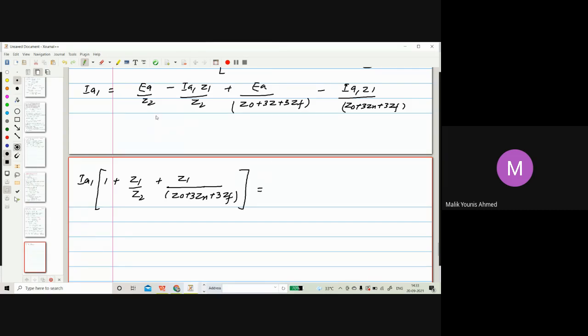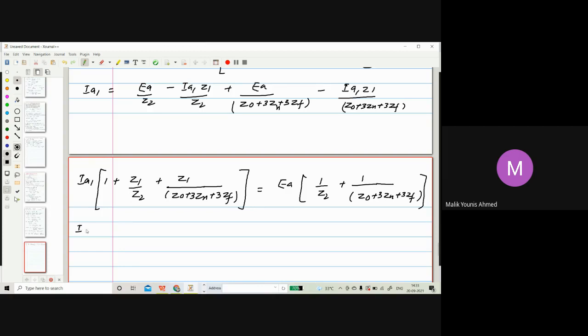So on the right hand side, what will remain? E values will remain. EA I am going to get common out of this: 1 by Z2 plus 1 by Z0 plus 3Zn plus 3Zf. Sorry, this is 3Zn here. This is what we are going to get on the right hand side. Now we'll be simplifying it further.